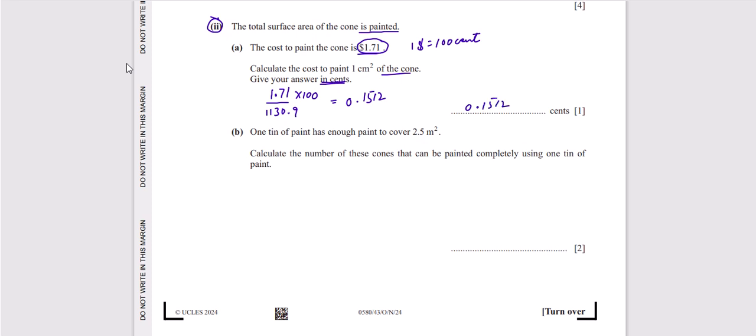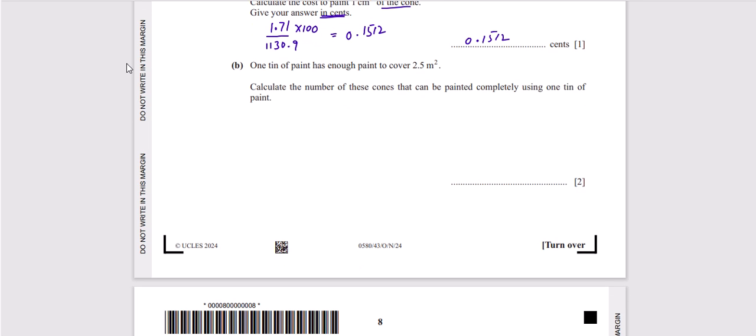0.1512 is our final answer. Part B. One tin of the paint has enough paint to cover 2.5 meter square. Calculate the number of these cones that can be painted completely using one tin of paint.